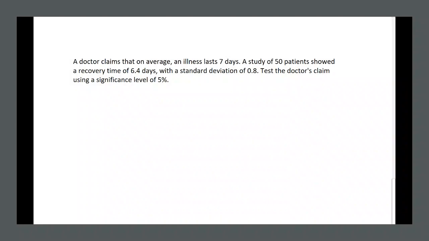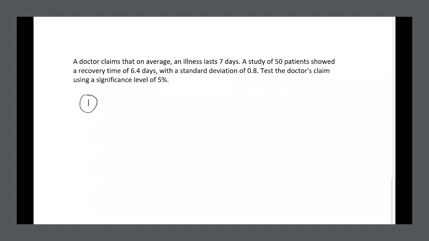How's it going, everyone? This is going to be a walkthrough of a hypothesis testing question where we're looking at a claim made about a single sample. We have a doctor claiming that on average an illness lasts 7 days. A study of 50 patients showed a recovery time of 6.4 days with a standard deviation of 0.8. And we want to test the doctor's claim using a significance level of 5%.